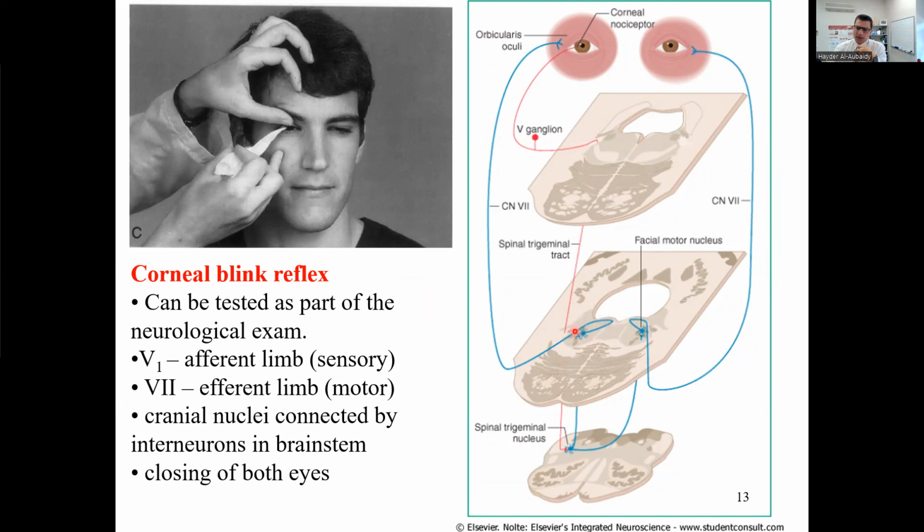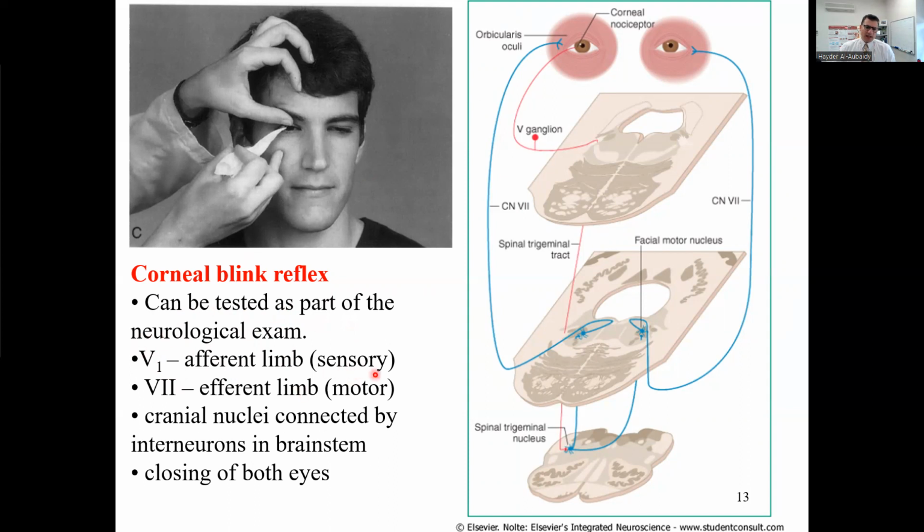And this is the facial nerve. Sorry, this is the facial motor nucleus, and the blue lines represent the facial nerve that will go all the way to supply or innervate the orbicularis oculi muscle, one of the muscles of facial expression that produce blinking. Okay, so the corneal blink reflex can be tested as part of the neurological exam.